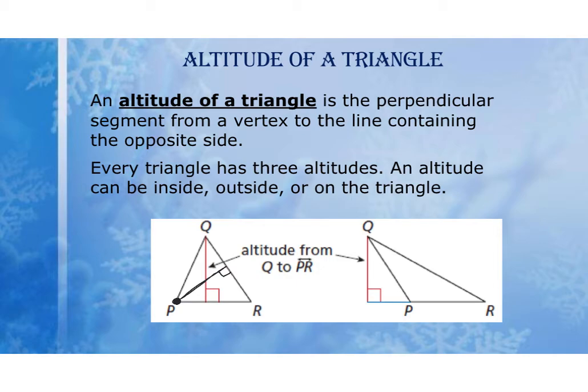Okay, we're going to do the same thing, but now make QP your base. So flip your iPad so QP is your base. Find the point R, which is on the opposite side, and then draw a right angle down there. So every single triangle has 3 altitudes, okay? It can be inside, outside, or on the triangle.